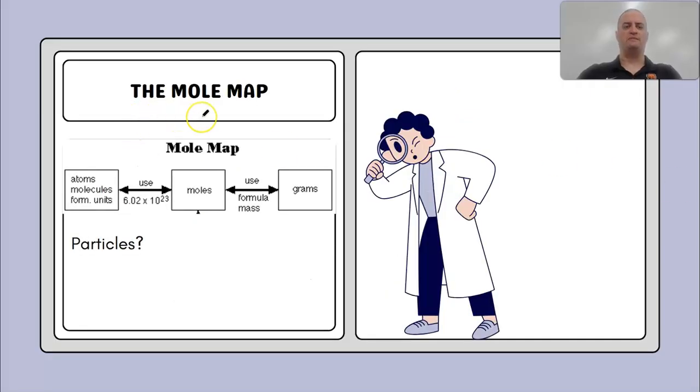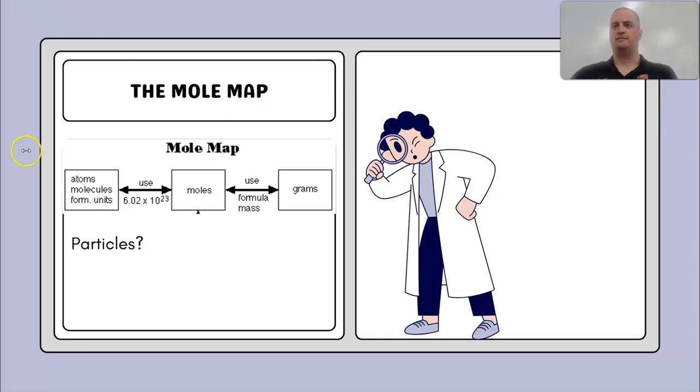So the mole map is just meant to give you a relationship of how we can go from grams and convert to moles. We would use the formula mass, i.e. the molar mass. If we wanted to go from moles to different particles, being atoms, molecules, or the ionic equivalent of molecules called formula units, we would use Avogadro's number, which is the number of particles in 1 mole. I'll show you how to use these for every type of example, so you can just follow the map going forward.